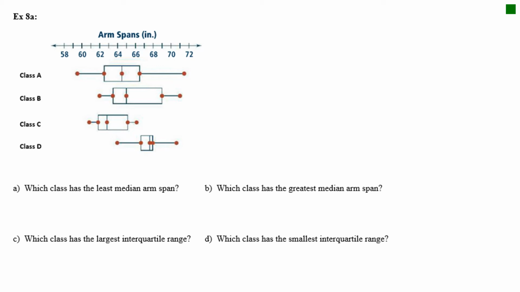A says which class has the least median arm span. Now, when we're talking about median, we're talking about Q2. So we're looking at these values that I just traced in yellow. Okay. If you look at your number line, it goes from 58 to 72. So the more to the left the number is, the smaller it is. The more to the right, the bigger it is. So they want the least one, so they're looking for the smallest one. So they're looking for the one that is more to the left, which is going to be class C.